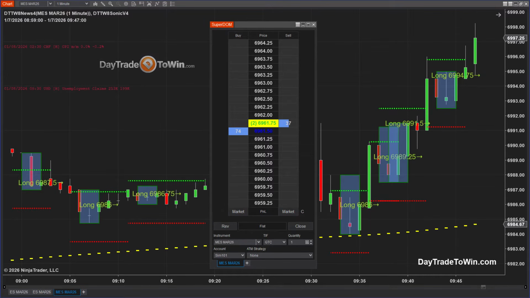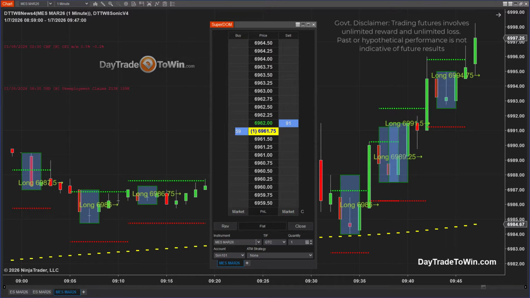Hello traders. In this video, I'm going to explain to you a little bit more about the SuperDOM or the price action ladder that you're seeing here on your screen. Most traders have seen this before, but they may not know exactly what the columns do, what the numbers mean. I'm going to help explain this to you. Before we begin, remember that trading is risky. Please don't trade with funds you cannot afford to lose.